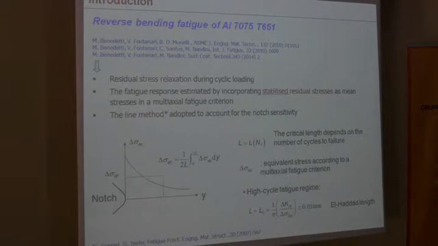In the past, we studied the reverse bending fatigue of aluminum 7075 alloy by carrying out reverse bending tests, and we observed stress relaxation during cyclic loading. We found a good representation of the fatigue results by incorporating the stabilized residual stress as mean stress in a multi-axial fatigue criterion. In order to take account of the notch sensitivity, we used a line method based on the definition of a critical length.